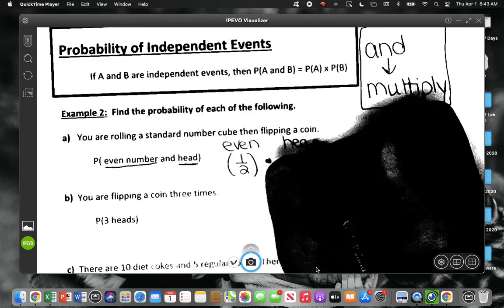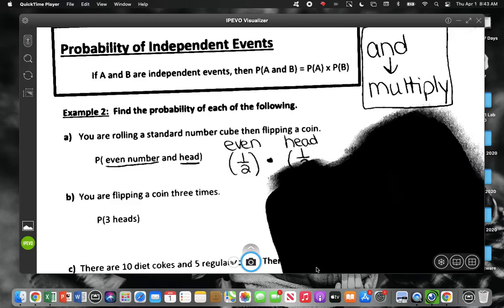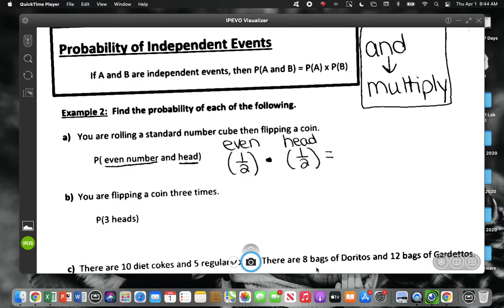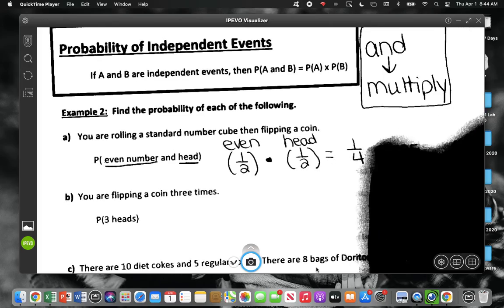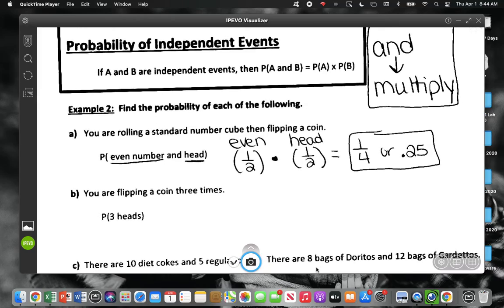Now what's the probability of flipping a coin and it landing on heads? 1/2. So what is 1/2 times 1/2? Multiply straight across. 1/4. So you can do fractions or decimals today.